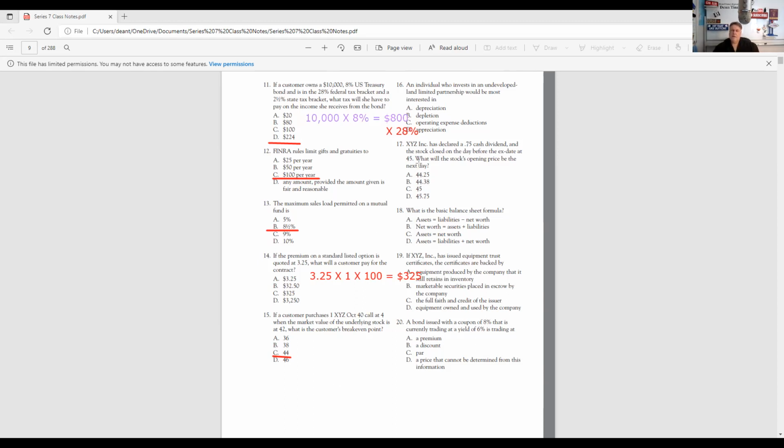The only two ways you can make money in an investment are income stream and/or price appreciation. So if there's no income stream, the only way you're going to make money is through appreciation. And if you have raw, undeveloped land, there is no income stream. So the only way you can make money is through appreciation.